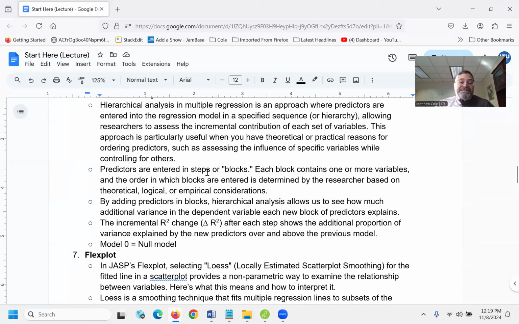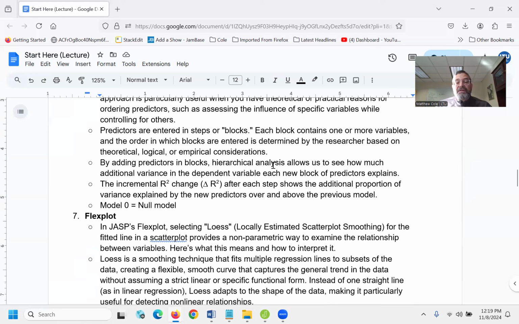And we'll be practicing that. Predictors are entered in steps or blocks, and each block contains one or more variables. The order in which blocks are entered is determined by us as the researcher, the statistician, based on theory or logic or other empirical considerations. By adding the predictors in blocks, the hierarchical analysis allows us to see how much additional variance in the dependent variable each new block of predictors explains.